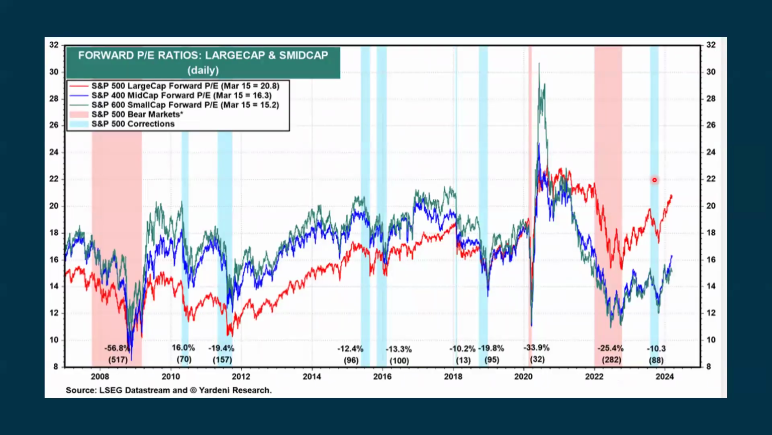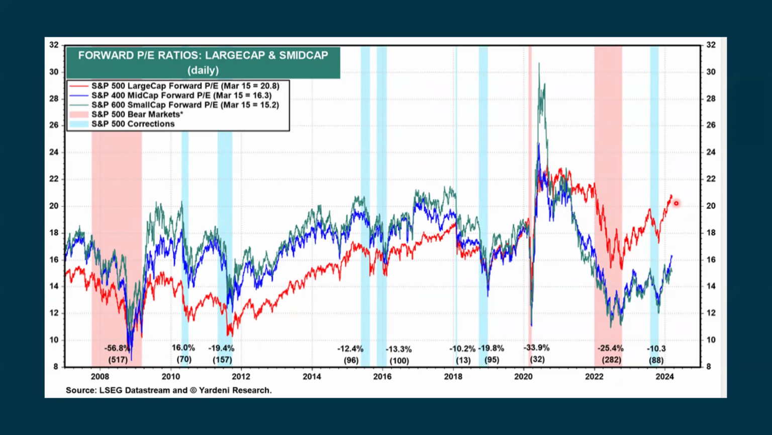Then the market likes to look forward. It doesn't look at what's already happened. It tries to anticipate what's going to happen into the future. And these are forward PE ratios. The red line is the S&P 500. And as of Friday's close, we're coming in at 20.8. So we're above that 20 level, but we have been coming down as stocks have been under a little bit of pressure in Thursday and Friday's session.